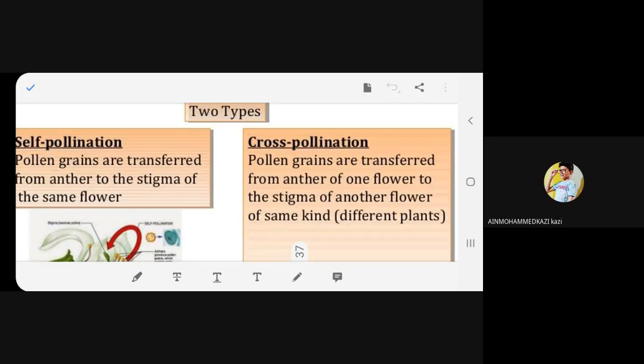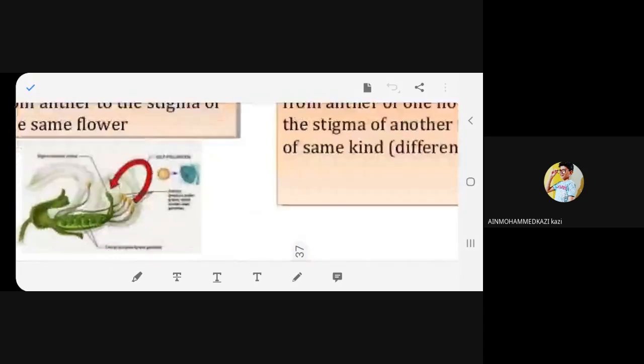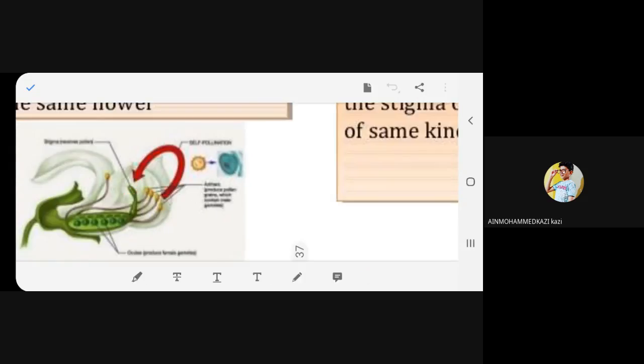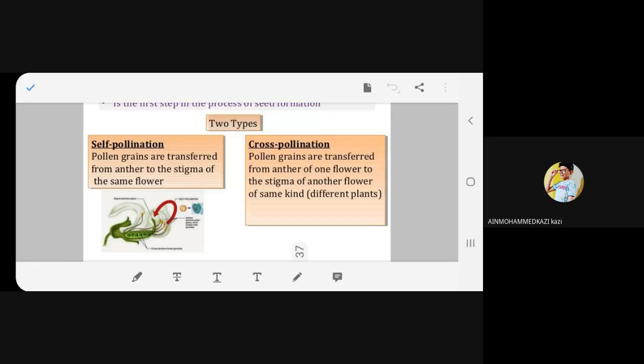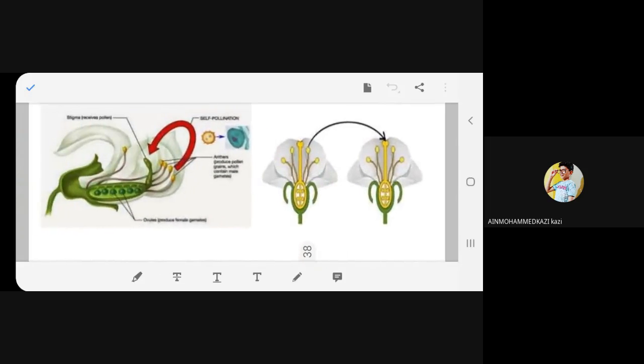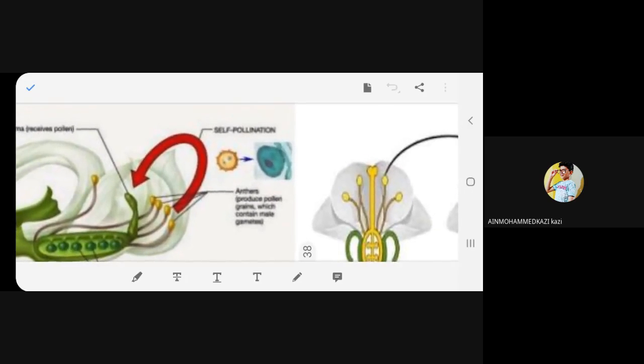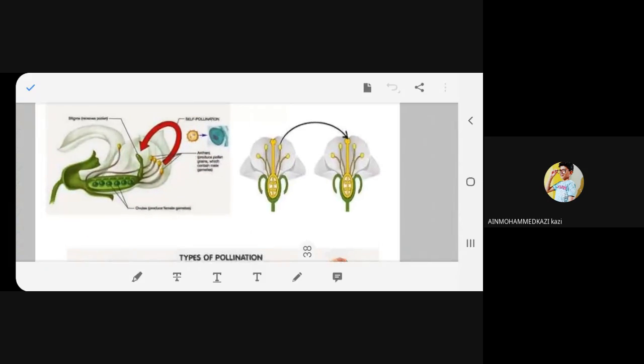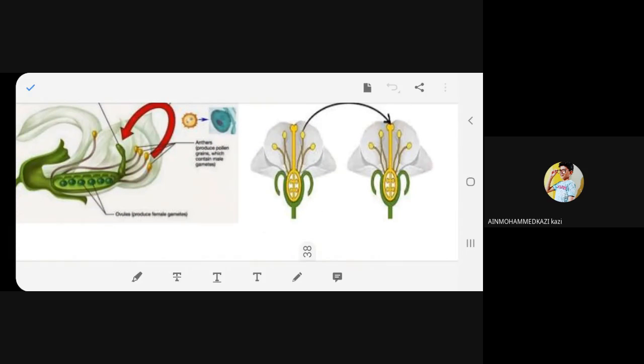In this case, you can see the self-pollination. You can see these are the anthers. It's coming to the stigma. This is self-pollination. Okay? So this is self-pollination on the left hand side. This one, what is it? Cross. Because two flowers are involved.